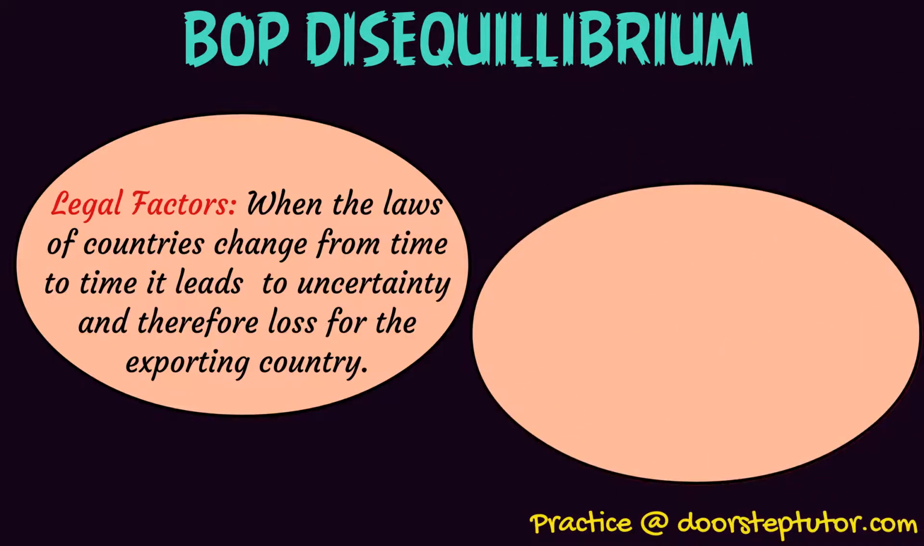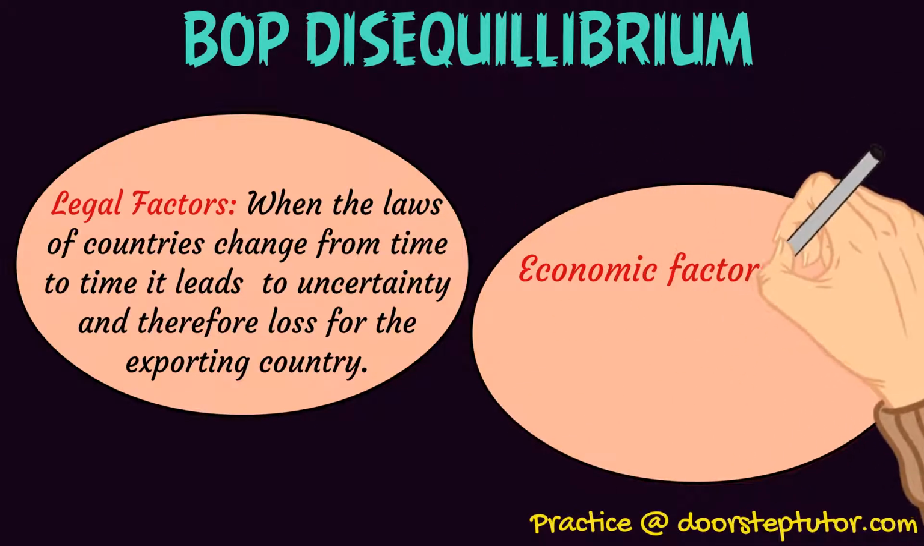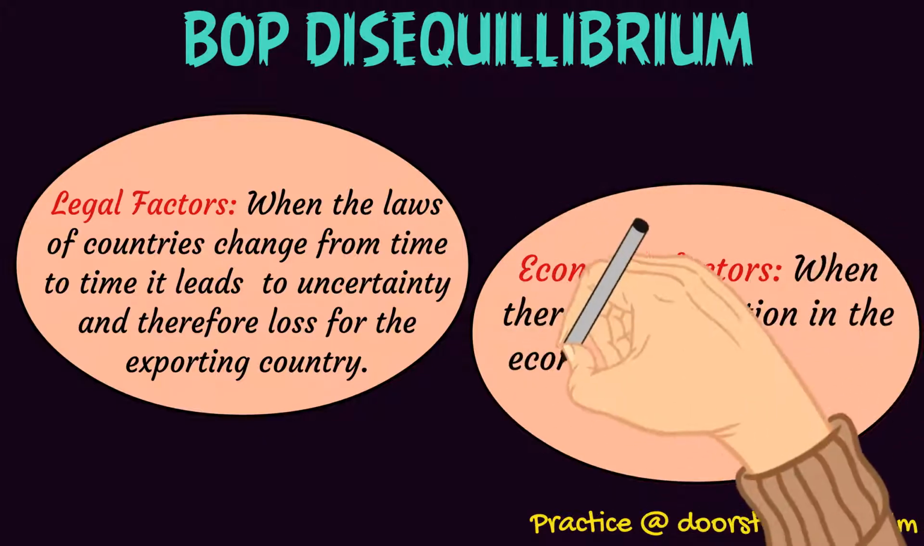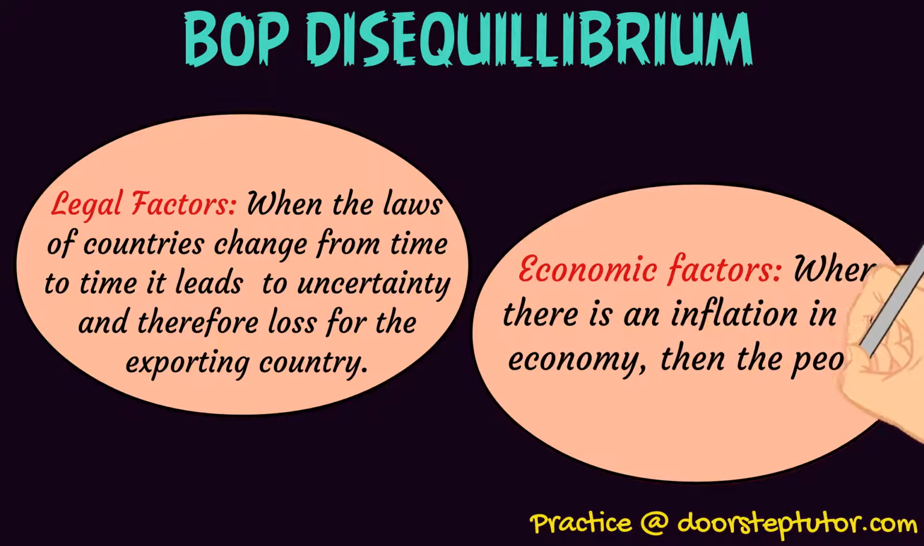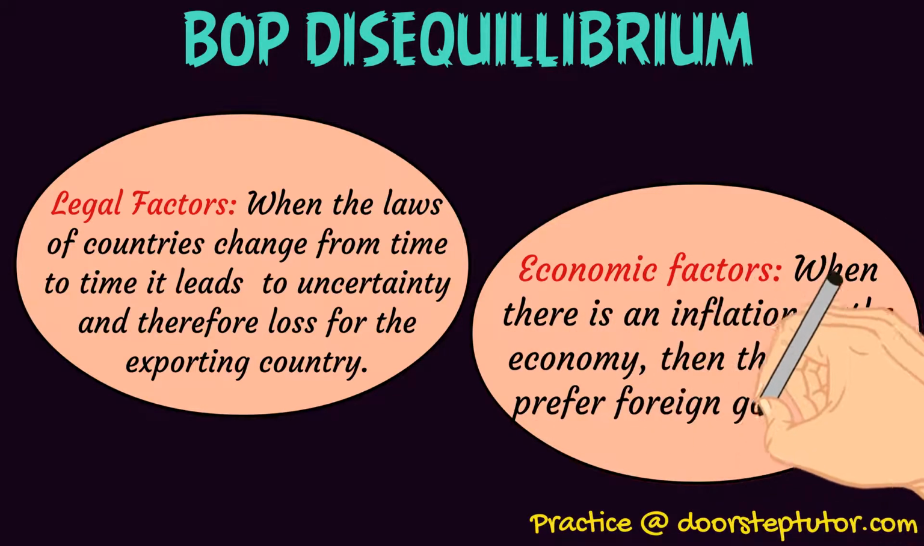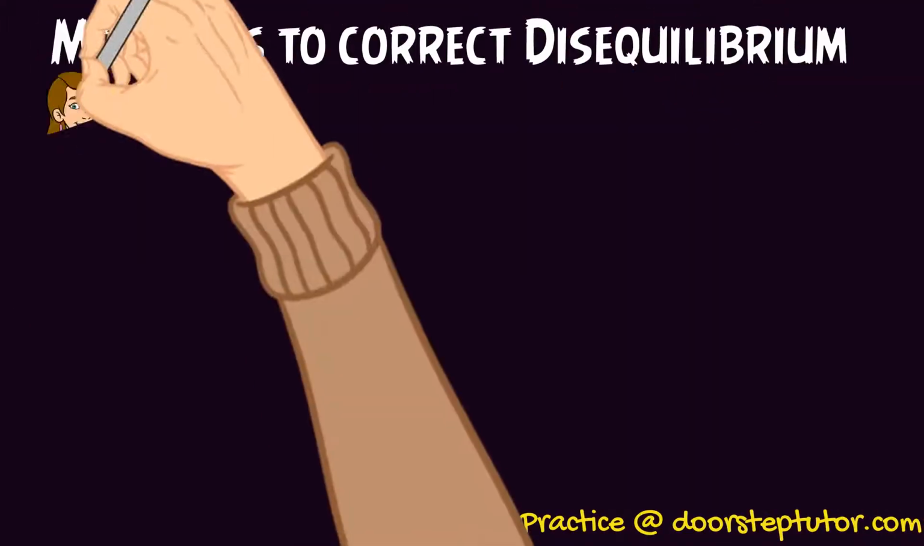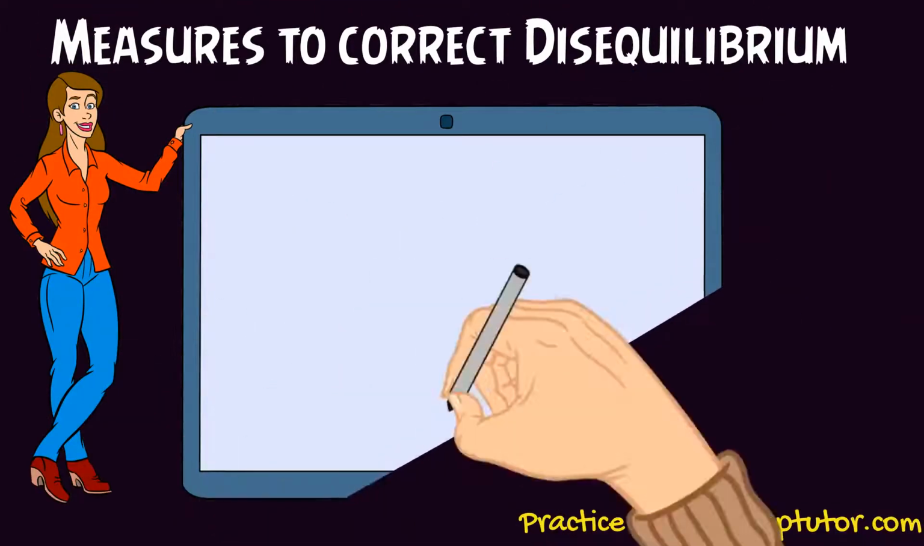The other one is the economic factors. When there is inflation in the economy, then the people prefer foreign goods and services, okay. So when the country's things have become costlier, then what will people do? They will prefer obviously the foreign goods because they will be cheaper as compared to the country's made goods and services, right? Now what are the things we can do to correct this disequilibrium?